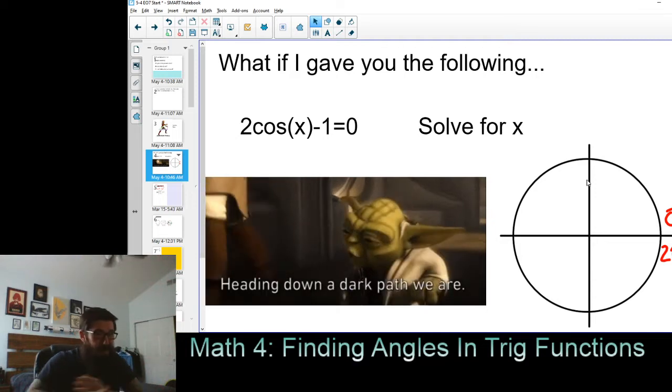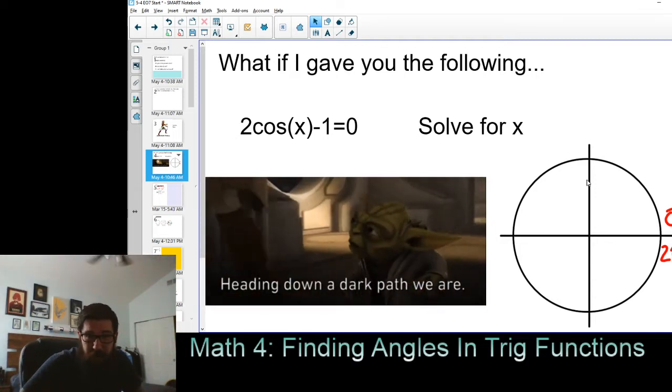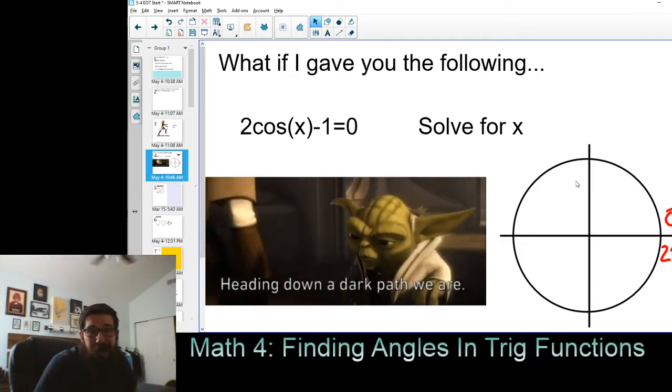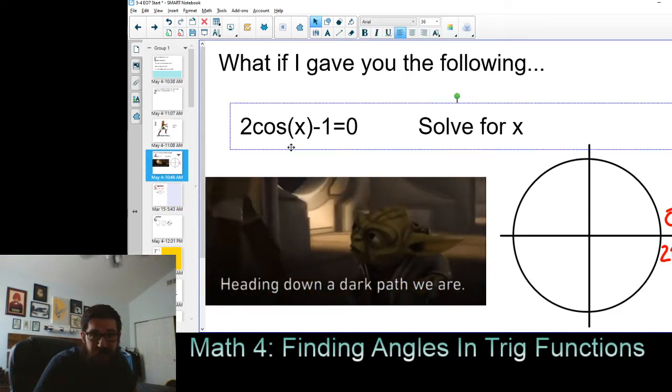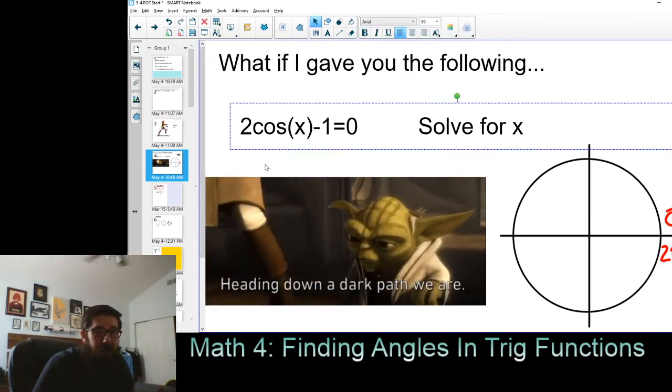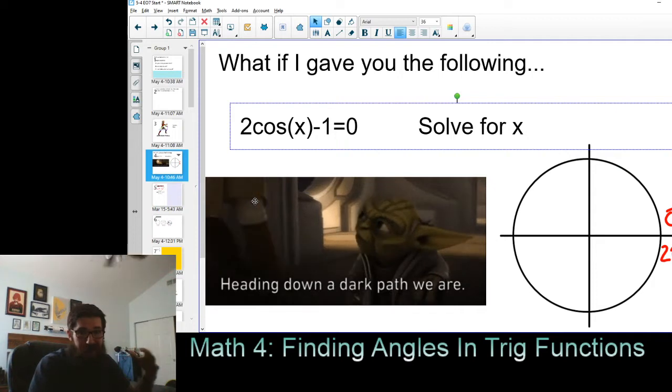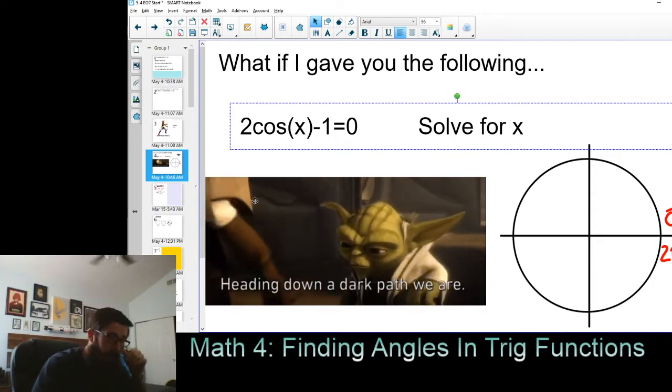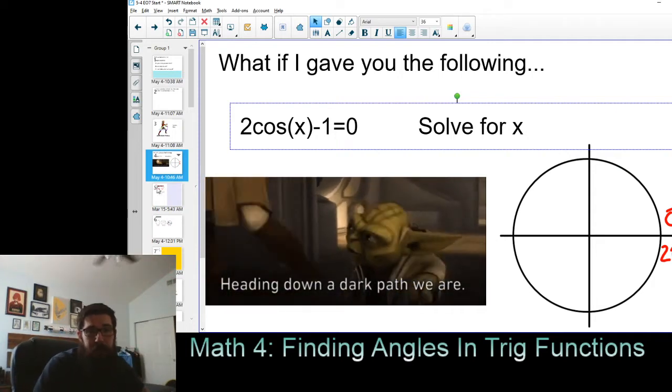So this is the sort of problem that we're going to basically ask you to do. When you see your quiz, it could be entirely reasonable that you see a question just like this: 2 cos x minus 1 is 0. Solve for x. And what does that mean? We're going to work our way back to this one by the end of the slides here.